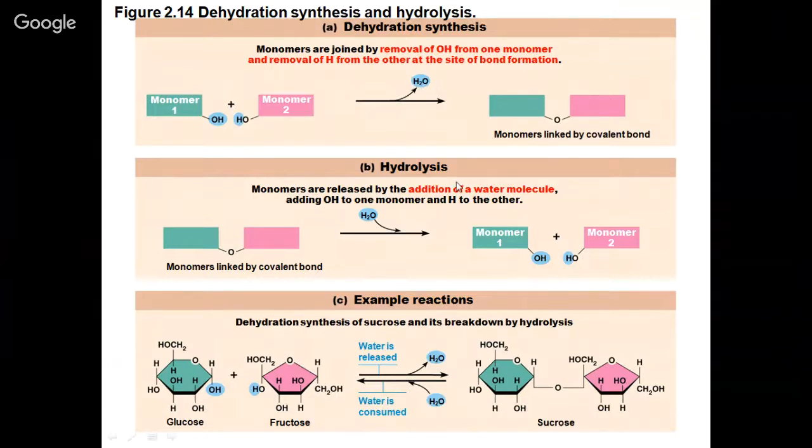With the hydrolysis process, for the same compound shown here, to break it down into monomers, you now require a water molecule to be added into the reaction. So hydrolysis is happening. Monomers are released by the addition of a water molecule: once the water molecule breaks down, its hydroxyl ion is added to one monomer, and the other hydrogen ion is added to the oxygen, which is free.